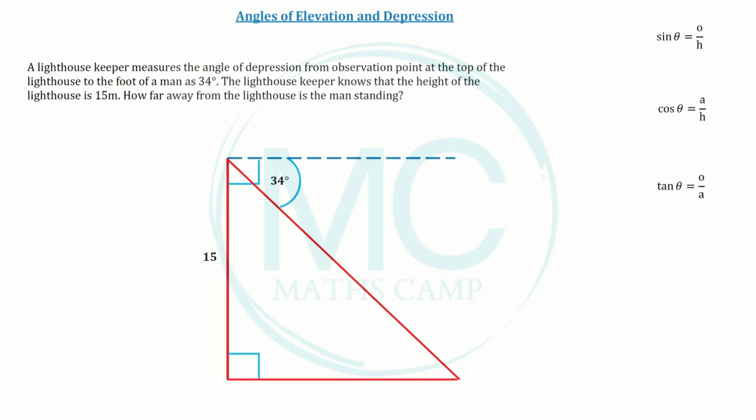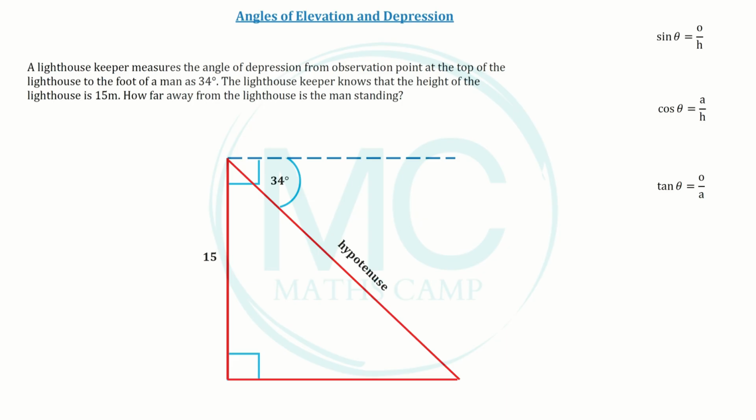The hypotenuse is directly across from the right angle, but the angle of depression is outside of the triangle. So at the moment, we don't know where our opposite or adjacent sides lie, and we don't have enough information to use trigonometry. So what do we know? The vertical line that we have drawn for the lighthouse is at a 90-degree angle to the horizontal line from the observation point. We know that angle of depression is 34 degrees.